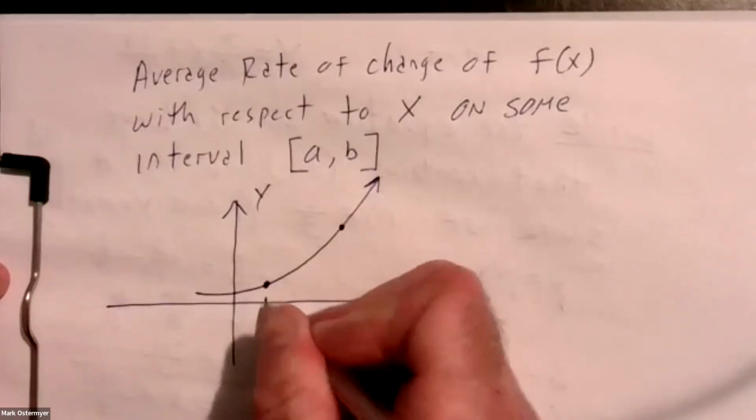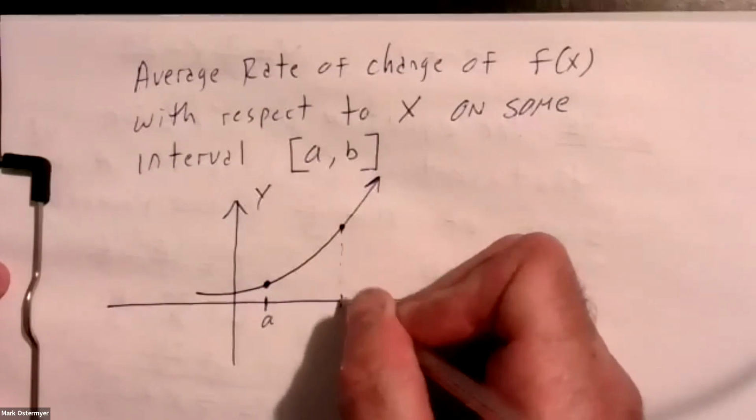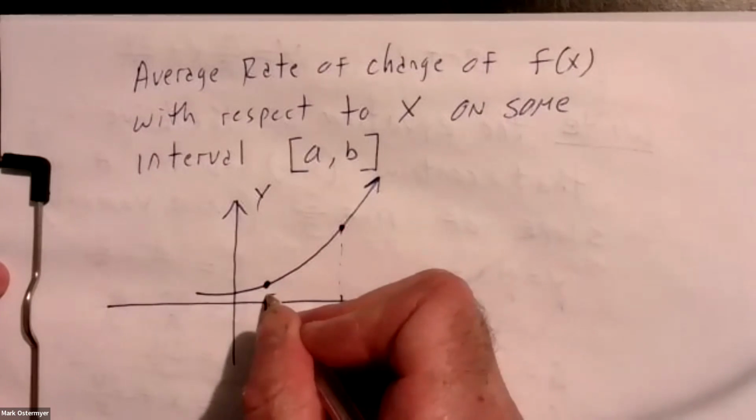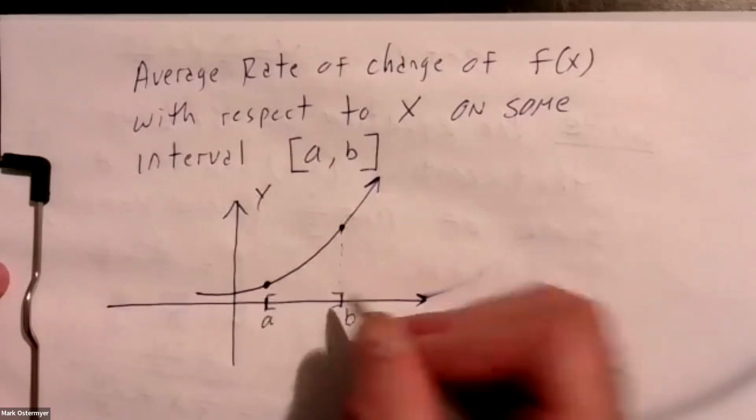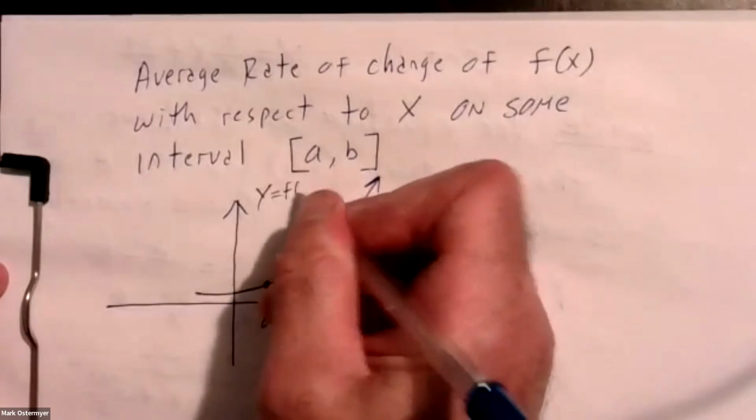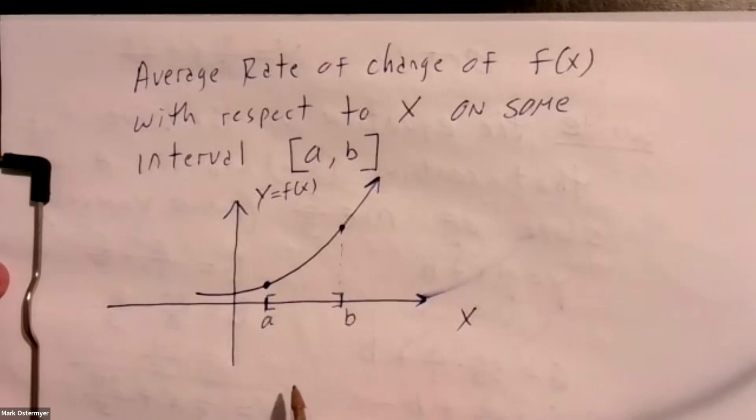And I'm going to call this tick mark on the x-axis A, and I'll project this point down to a tick mark on the x-axis called B. I have some closed interval here on my x-axis. I want to compute the average rate of change of this function f of x with respect to x on this interval from A to B.